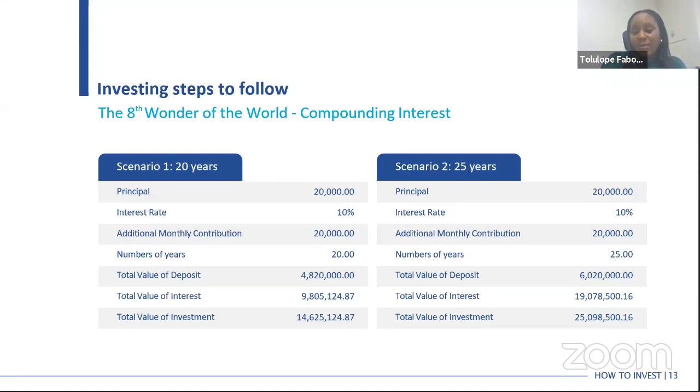I put here two scenarios. So imagine you start working. Someone just put in the comment section that they just started working and want to know how they can start investing. Trust me, this is a scenario: imagine you start investing 20,000 naira, right? From when you get your first salary, you put 20,000 naira aside, and you're consistently investing on a regular basis, maybe every month. In the next 20 years, imagine this person is 20 years old, the person will have about 14.6 million naira.